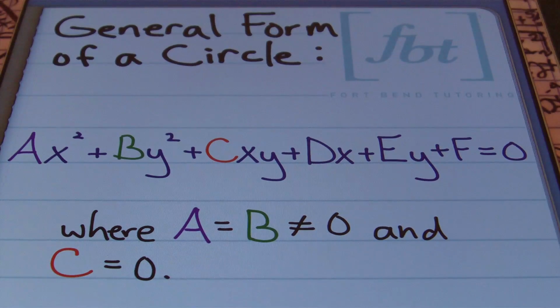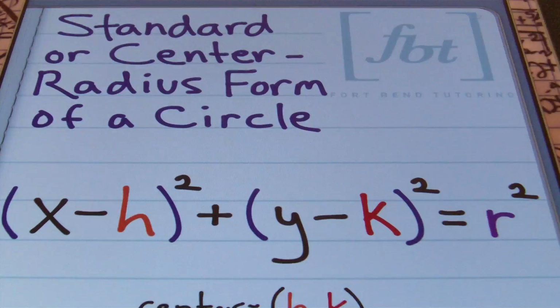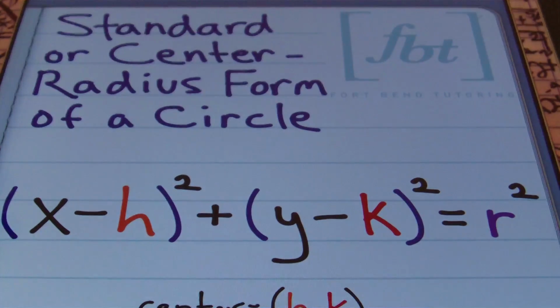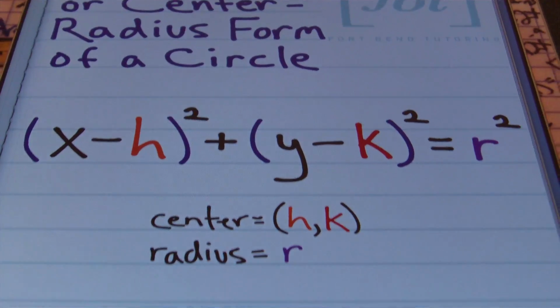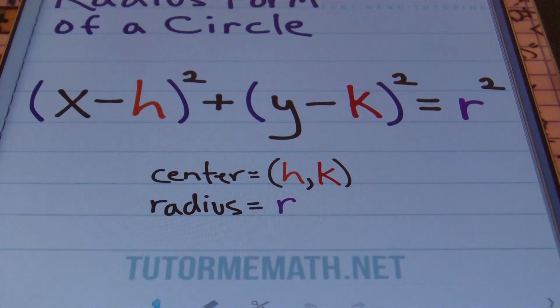So when you're given this form in the problem, oftentimes you'll need to use the center radius or the standard form of a circle in order to graph it or give information in the problem. So here's the standard or center radius form of a circle. It's right here, in bold. It's x minus h squared plus y minus k squared equals r squared, where h, k is the x and y values of the center of your circle, and r stands for the radius of the circle.